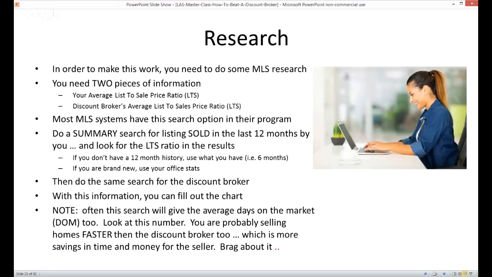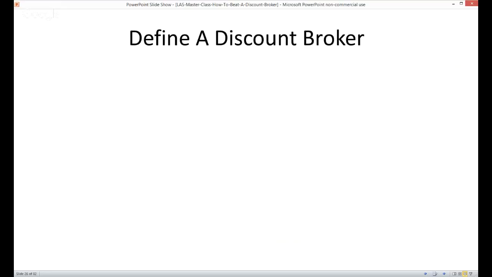So for instance, if your average time on the market is 15 days and their average is 47 days, well, you are 32 days faster. That's another mortgage payment. And I would point that out. You're saving them money there, plus the stress of hanging out because they're not getting the home sold quickly because they don't have good marketing.